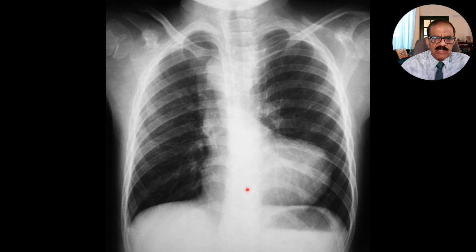Fallot's tetralogy is seen in adults also, and this is a relatively grown-up child. The actual diagnosis comes from echocardiography, but X-ray tests can also give you some useful clues.